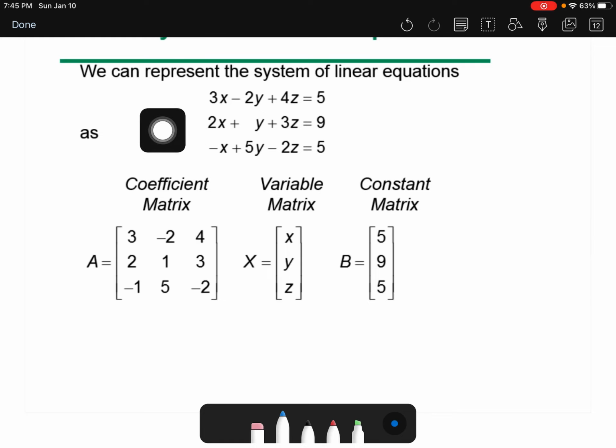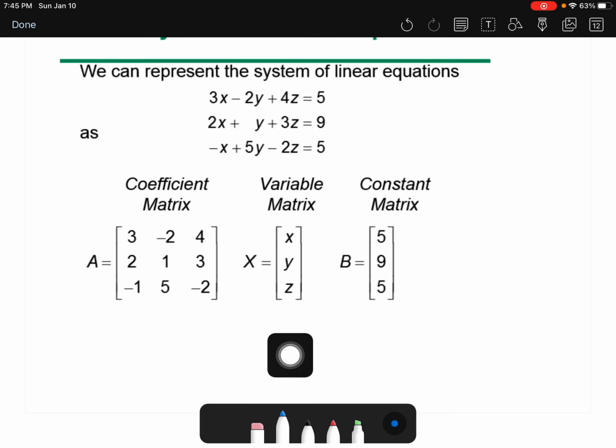Okay, and then the other thing we're going to look at doing is just setting up, when we're given a system of equations, we're going to set up a coefficient matrix, a variable matrix, and then your constant matrix. It's pretty easy. The coefficient matrix is basically, as long as these go x, y, z, x, y, z, x, y, z, then they're just in order. 3, negative 2, 4, that's my top row. 2, 1, 3, that's my next row. Negative 1, 5, negative 2.